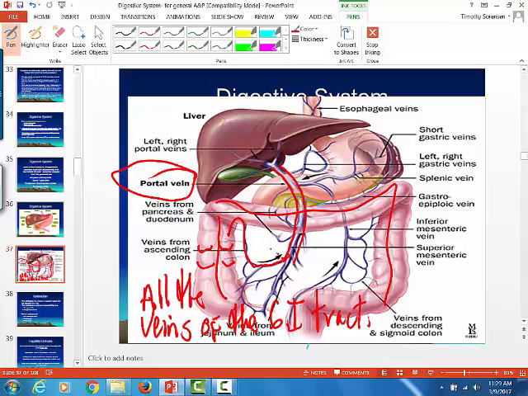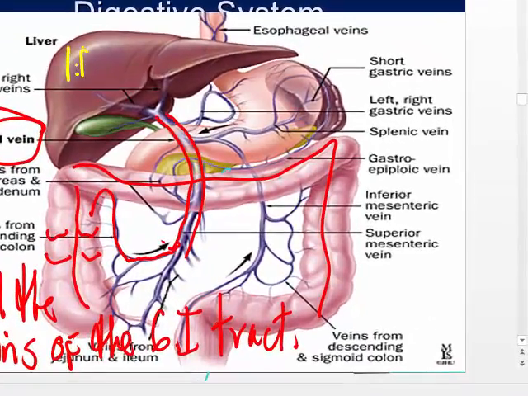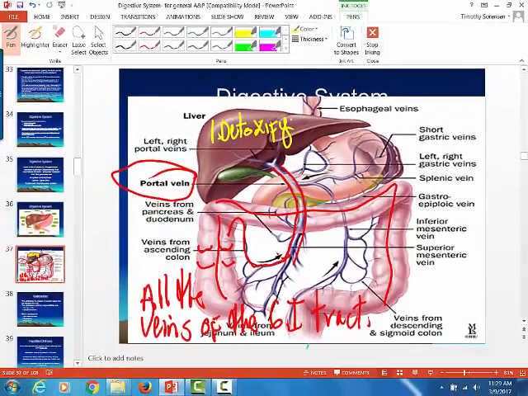So one of the big functions of the liver, huge function, big one, is to detoxify everything that you put into your pie hole. Do you put bad stuff into your mouth? Probably every day, right? We don't want to talk about it. There's chemicals in the food that you eat, right? You don't want that stuff floating around in your blood, right?